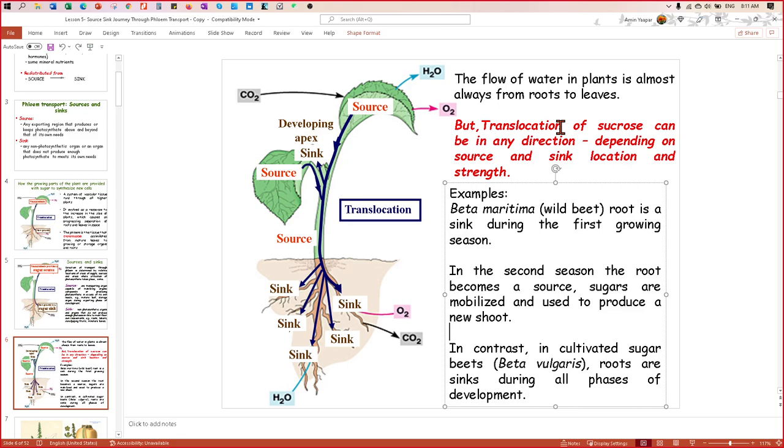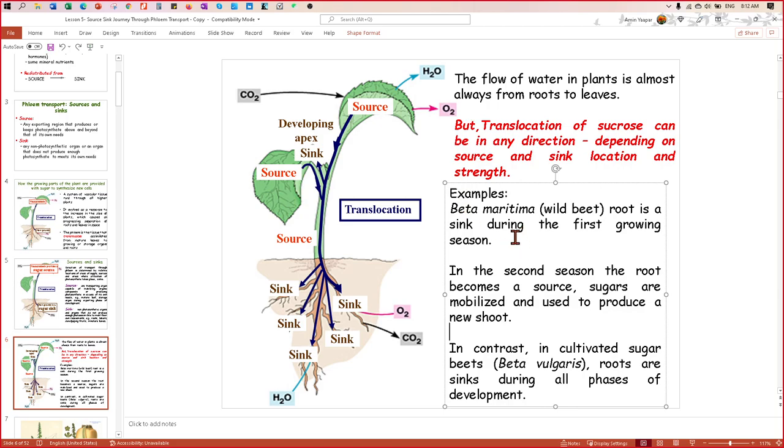What about the translocation of phloem? When phloem transports the product of photosynthesis, for example sucrose, the direction can be in any way. It can be from down upward, or from top to the bottom, or laterally from side to side, or even diagonally. So the transport of sucrose in phloem. Sucrose is a type of sugar. Please remember your basic biology. We have simple sugar, disaccharide sugar, and polysaccharide sugar, and sucrose is a disaccharide sugar. It's the combination of glucose and fructose.